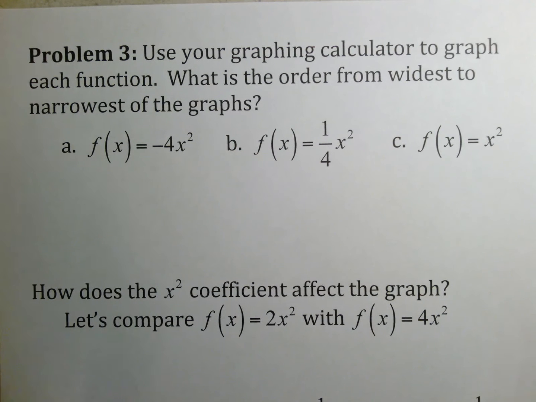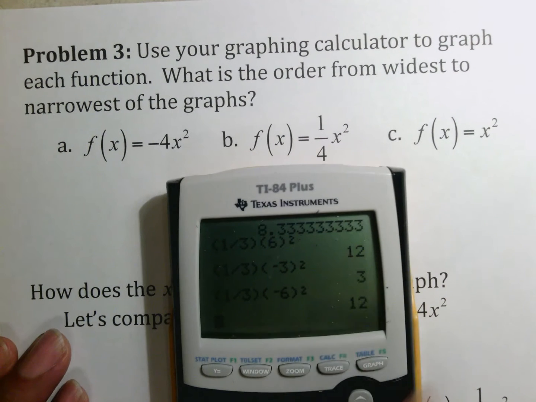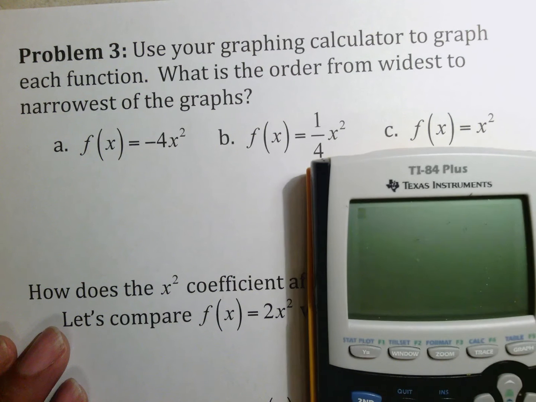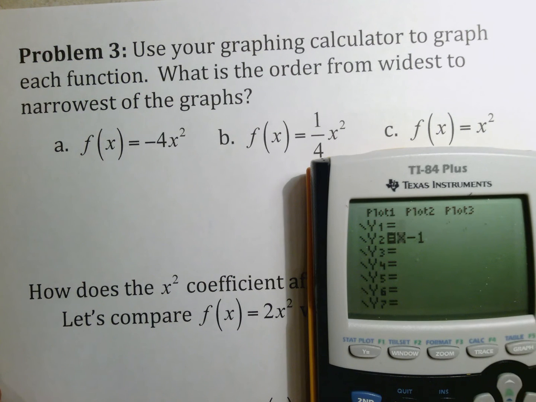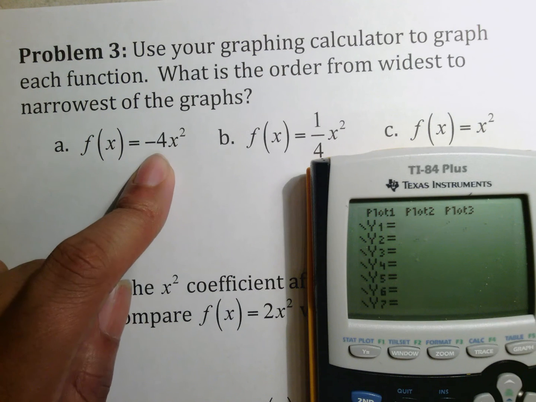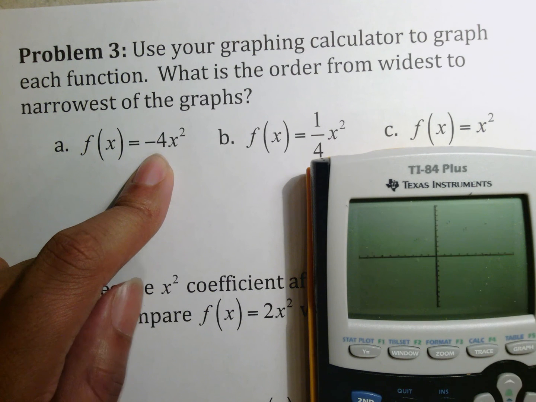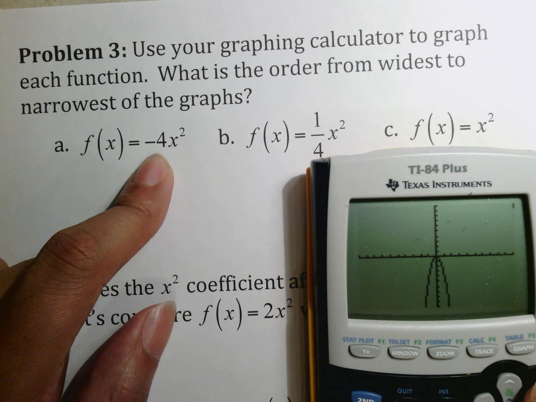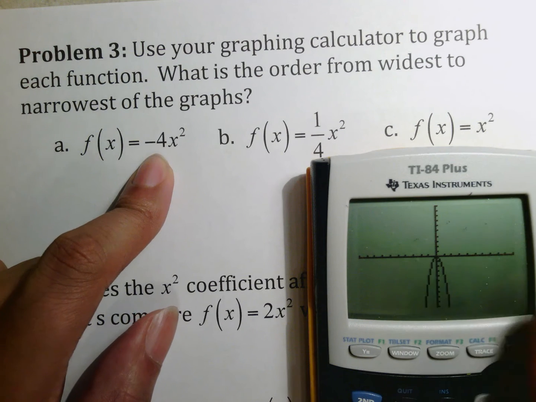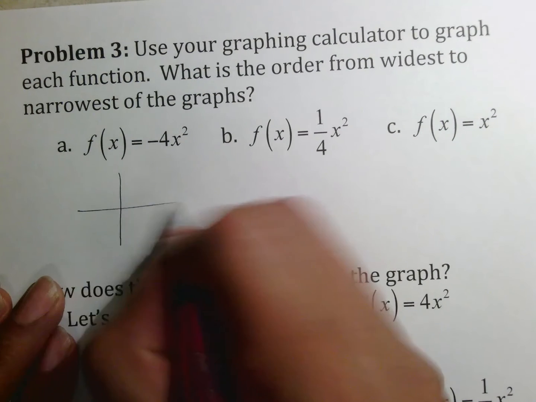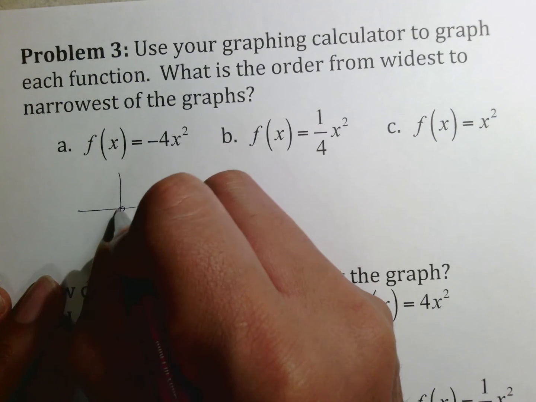This one here says use your graphing calculator to graph each function. What is the order from widest to narrowest of the graphs? So I'm just going to draw a cheap sketch of each of these. And again, if you remember yesterday, we simply hit the y equals button to get there, and we clear out our graphs. Negative 4x squared. When I look at that graph, it is going down. It seems to be pretty narrow to me, but again, that graph is going to be something like this.